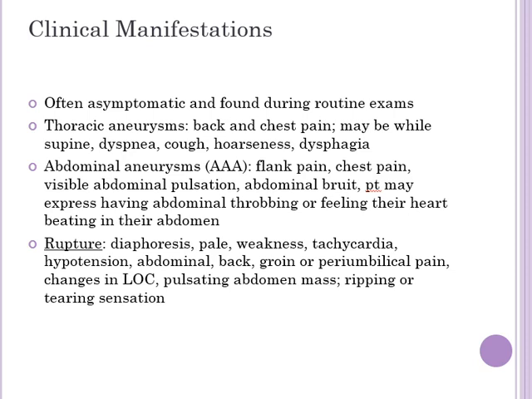They'll have diaphoresis. They'll be pale. They'll be weak. They've got tachycardia, hypotension. They'll have abdominal, back, groin, could have periumbilical pain. Could have changes in LOC because of poor perfusion. That pulsating mass. And then the words you never want to hear is ripping or tearing sensation in their chest or their abdomen. That is that aneurysm trying to dissect.